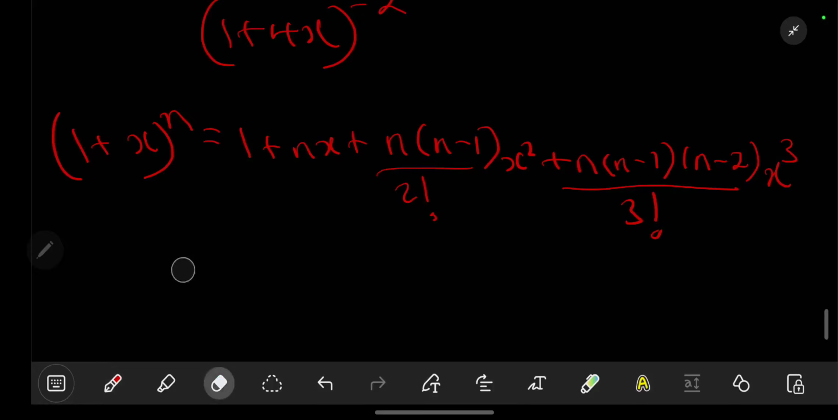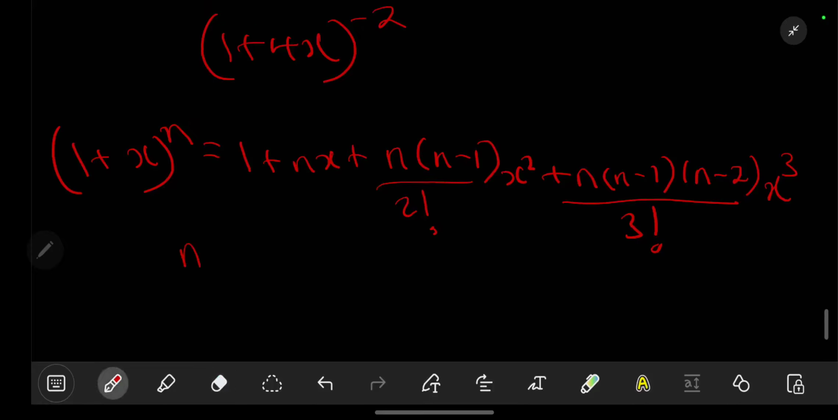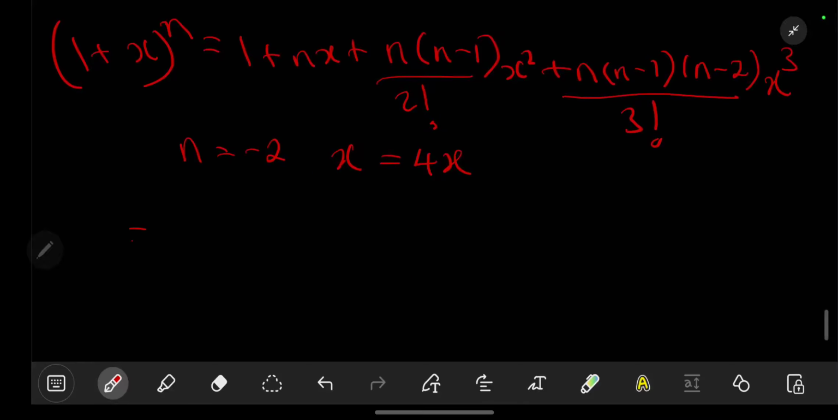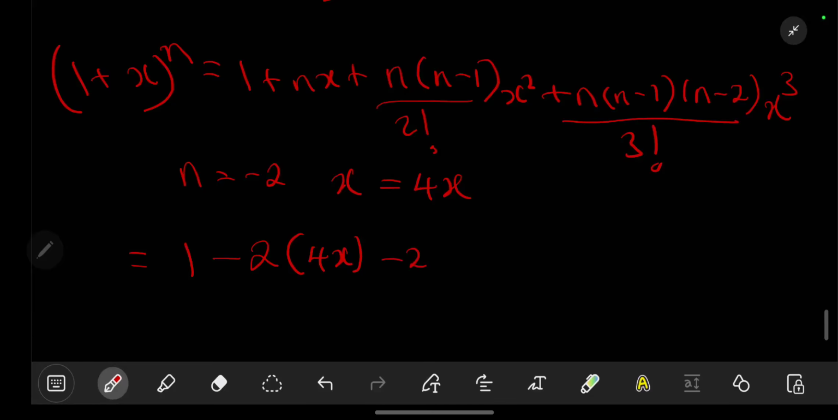In this case, we are going to say n is equal to negative 2, and x is equal to 4x, like that. So we are going to have something like this. Our 1, where there is n, we say minus 2. Where there is x, we say 4x. Here we have minus 2 times minus 2 minus 1. Then our x is 4x, and we square it, over 2 factorial, which is 2.